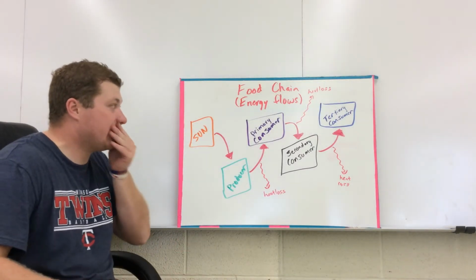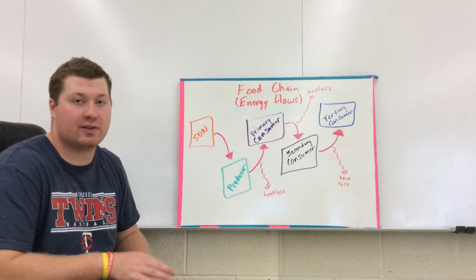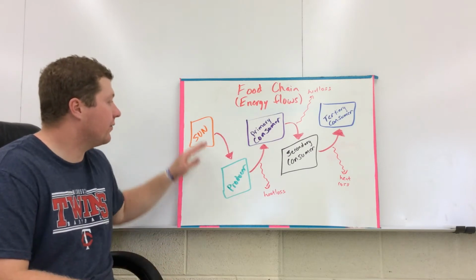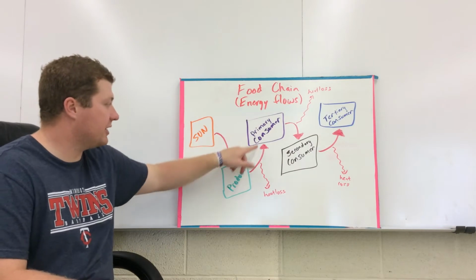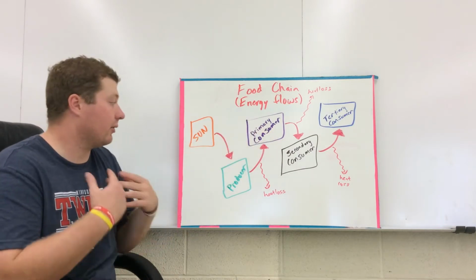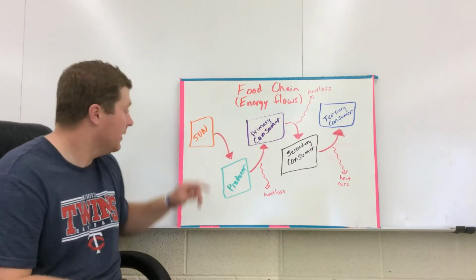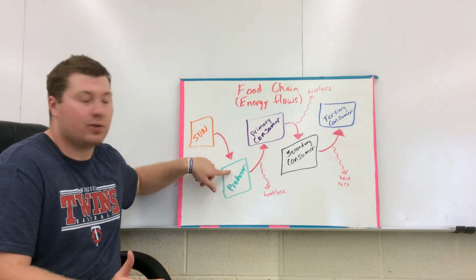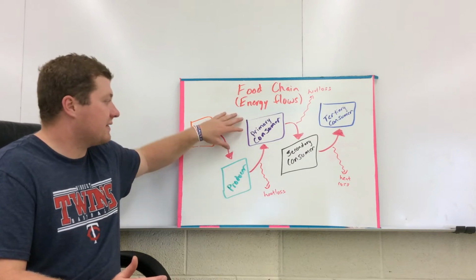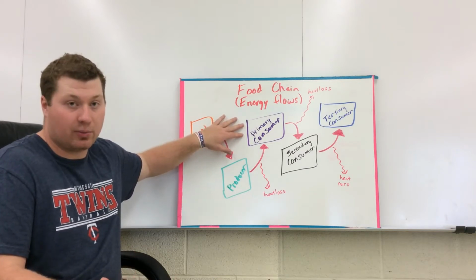So the first thing is I want to talk about a food chain and how some of the terms in the food chain work. In a food chain, you follow the arrows. The arrows point to where energy is being sent, or where the energy is being passed on to. So the sun passes energy on to the producers. The producers pass their energy on to what we call consumers.